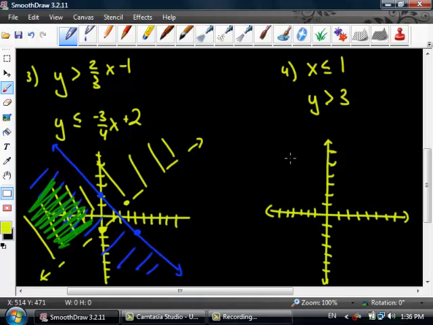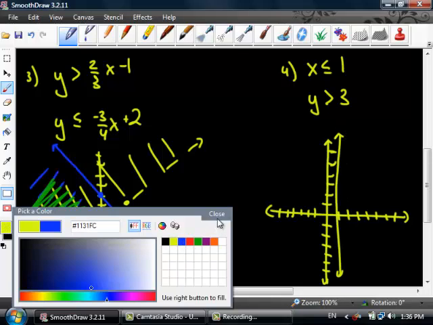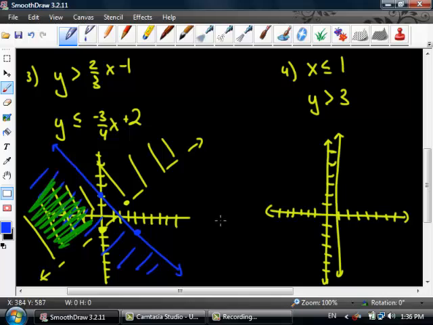Okay, next one. The reason why this one's challenging is because you don't really see these graphs that often. x is less than 1. Well, what kind of graph is x is less than 1? Straight up and down. And then y is greater than 3. What type of graph is that? What type of graph is y is greater than 3?